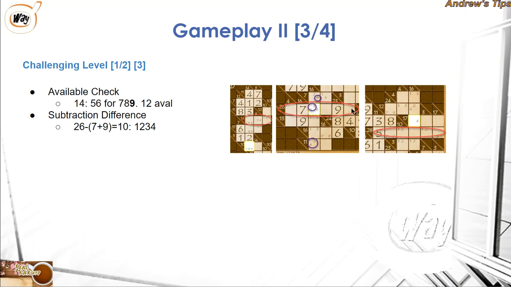For 4 cells, only one solution is 1, 2, 3, 4. So in here, in this way, we already have 1, 3. That's a 2, 4, 6. So now 6 in here, just remove the 6.